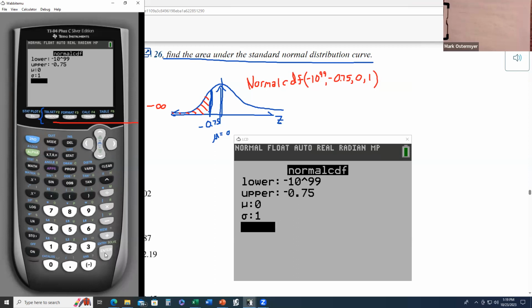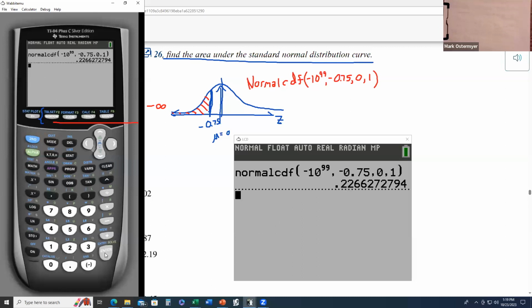You're probably wondering, when are we going to run into other normal distributions where the mean is not 0 and the standard deviation is not 1? That's going to be in the next section, when we start applying normal distributions in the real world. All right, ladies and gentlemen, hit enter. And boom, that area or that probability is about what? 0.227. Did we all get that? Yep. That's the area shaded in red there, about 0.227.